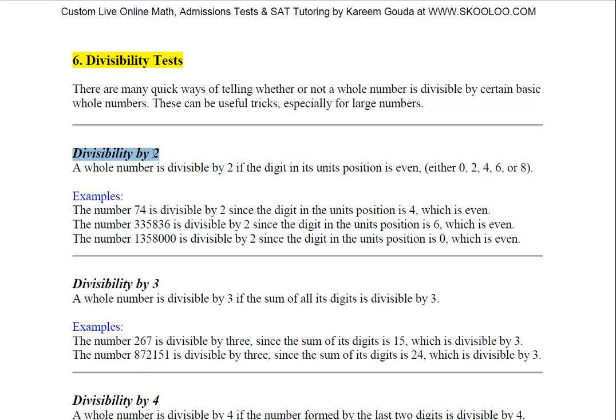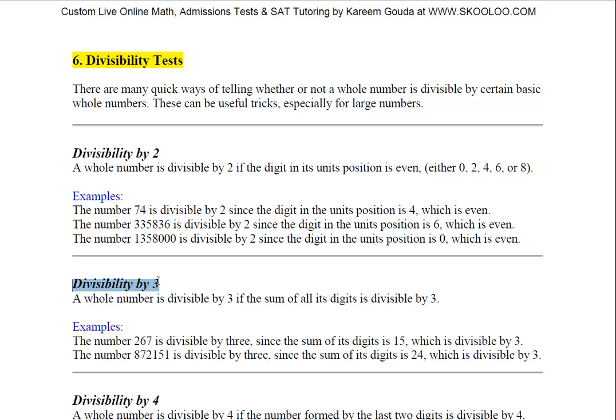Divisibility by 2. A number is divisible by 2 if the digit in its units position is even. So if the last digit to the right, the ones, okay, units is ones, is either a 0, 2, 4, 6, or 8, an even number, that means the whole number is divisible by 2. 74 is divisible by 2 because the 4 is divisible by 2. This number right here, 335,836, is divisible by 2 because the last digit, 6, is divisible by 2.